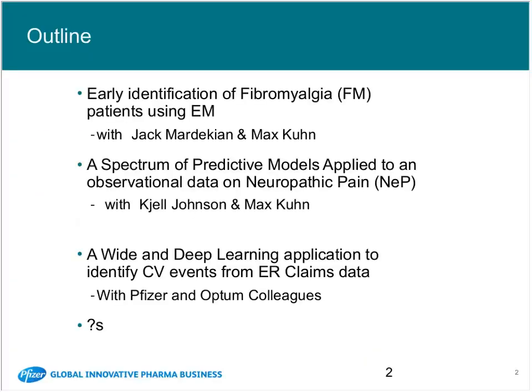I'll talk about joint work with Jake Mardikin and Max Kuhn on early prediction of fibromyalgia using electronic health records. And then I'll also give a brief overview of the spectrum of predictive models that we applied to neuropathic pain in observational data, a joint application with Cal Johnson and Max again.